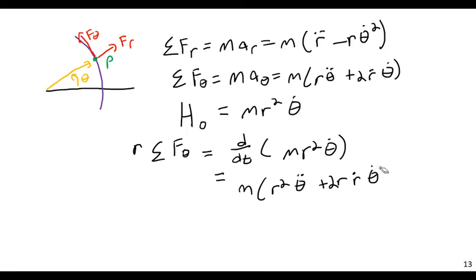Now you might ask, where did this come from? Ah, yes, the product rule. All I'm doing is the product rule. I'm taking the derivative of this whole thing with respect to time, and since mass isn't going to change with respect to time, but r and theta will, I need to consider these both as independent variables, and I need to differentiate appropriately.